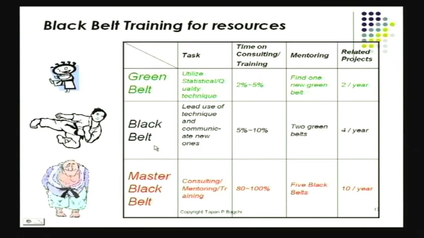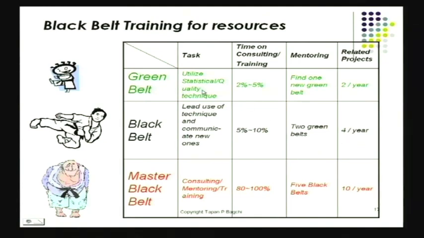Then you've got black belt people, who are highly competent technically. Master black belts, of course, have been black belts before. The black belts lead the use of the techniques, and they communicate new techniques to the team. They spend 5 to 10% of their time consulting or training, and most of the time they are leading the details of the project itself. They might be mentoring a couple of green belts, and they do about 4 Six Sigma projects per year.